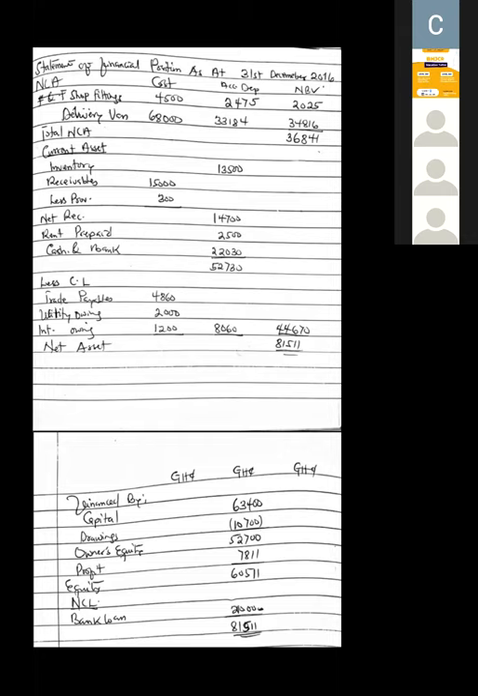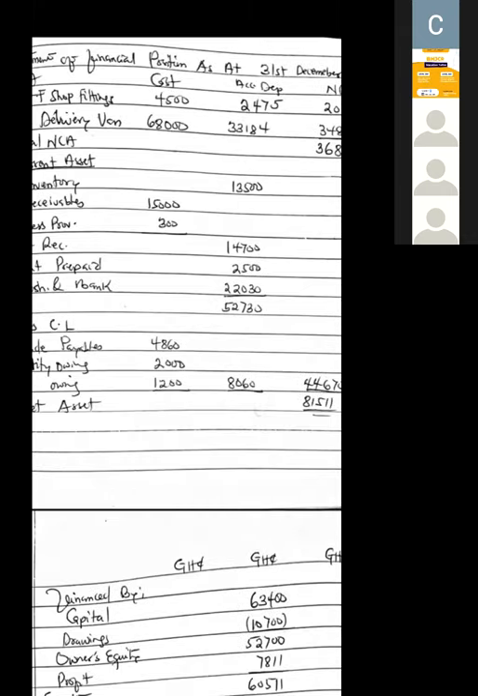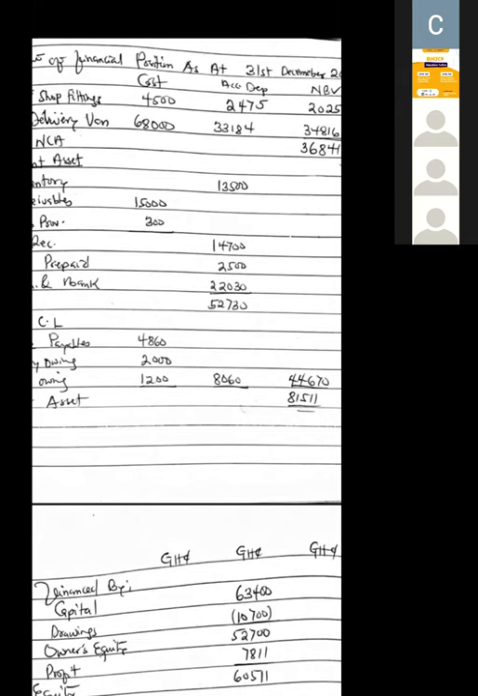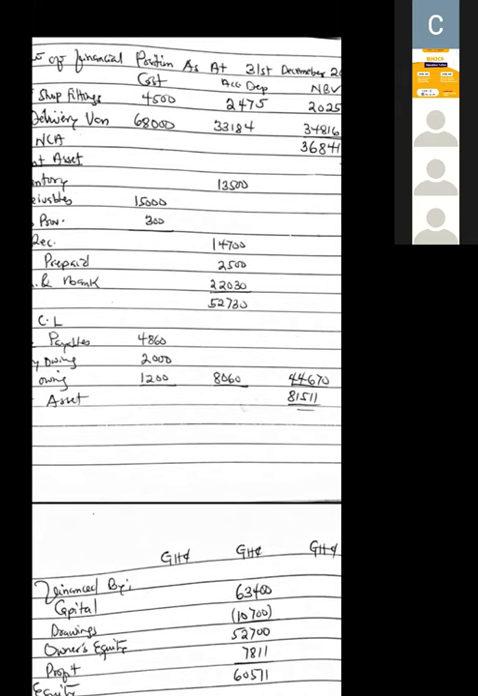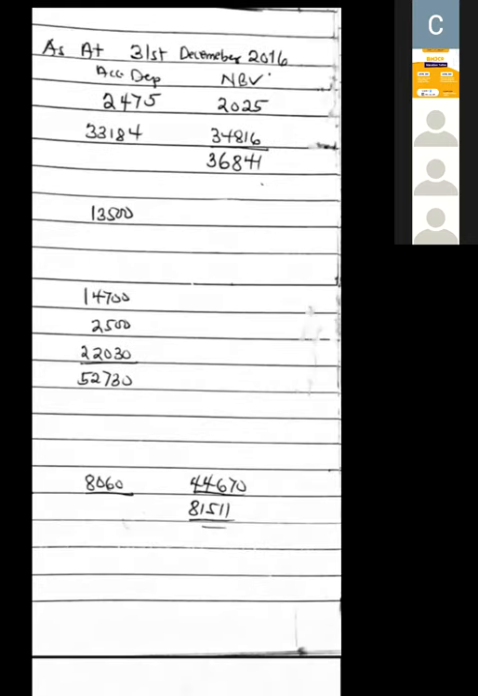All right, and then with delivery van, we have cost of 68,000. Less accumulated depreciation, we get net book value. All right. So when you sum up the net book values, we get total non-current assets. So we have total non-current assets to be 36,841. All right. Then we add working capital.